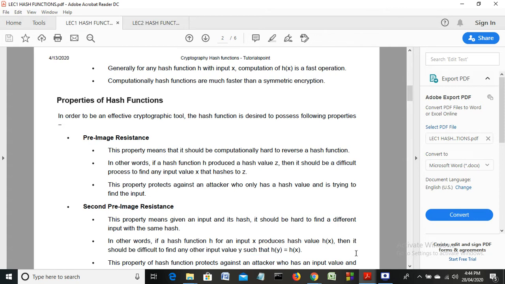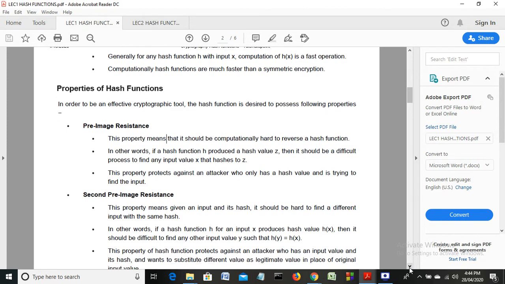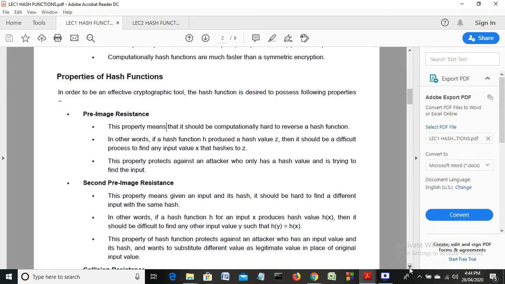Second pre-image resistance. This property means that given an input and its hash, it should be difficult to find a different input with the same hash. In other words, if a hash function h for an input x produces hash value h(x), then it should be difficult to find any other input value y such that h(y) is equal to h(x).